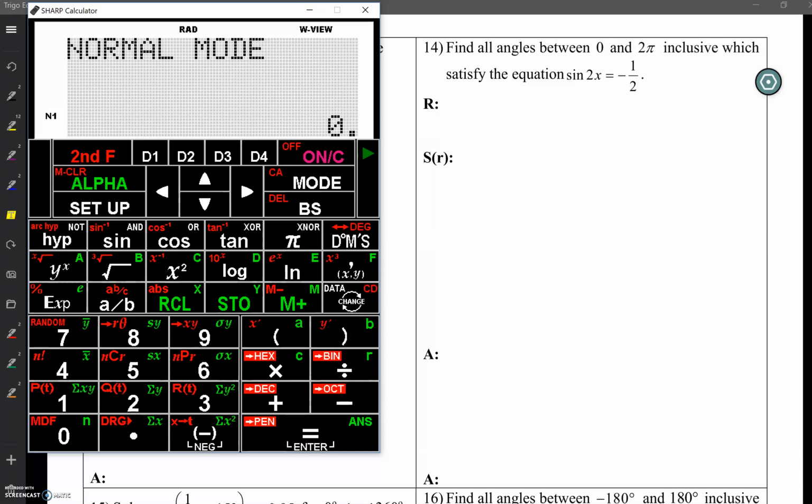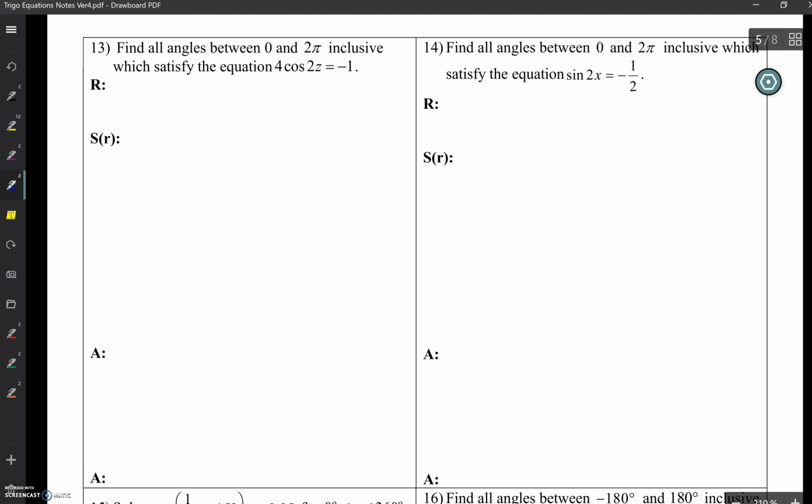Okay, for question number 14, let's try to solve the equation sine 2x equals negative half. Step number 1, we will need to find the range for this 2x. Given to us, x must be in the range 0 to 2 pi. So we need to find the range for 2x.